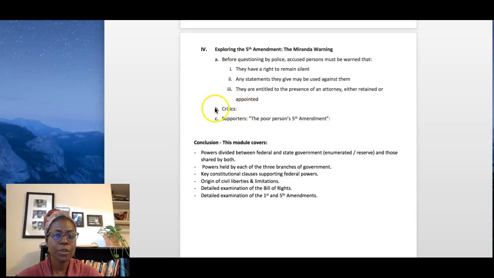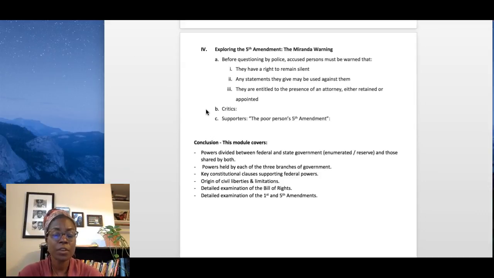Critics of the Miranda warning argue that it's problematic because it prevents law enforcement officials from questioning an individual right after they've committed a crime before they have a chance to create an alibi or to think about the consequences of talking to the police. So critics say it creates this buffer between law enforcement and those who they see as criminals, and it actually makes it harder for them to do their job.